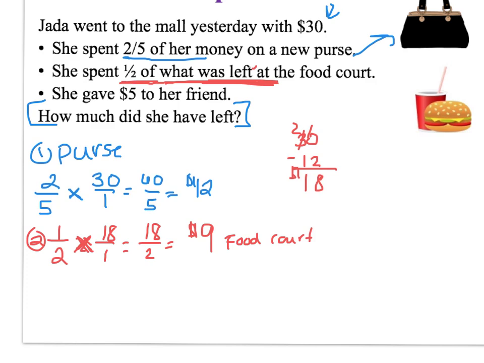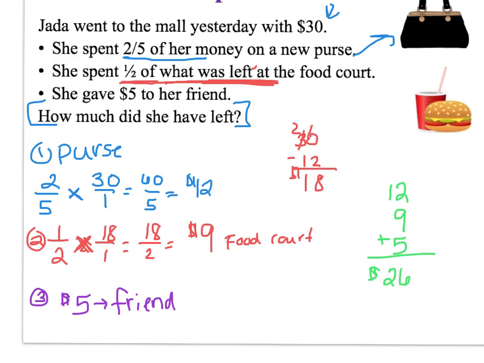And lastly, the third one, there's no calculation. I just know that $5 went to her friend. Okay, so I now need to take everything that she has spent today. So she spent $12 on the purse, $9 at the food court, and $5 to her friend. So when I add all of that up, I get $26. So she spent or has given away $26.